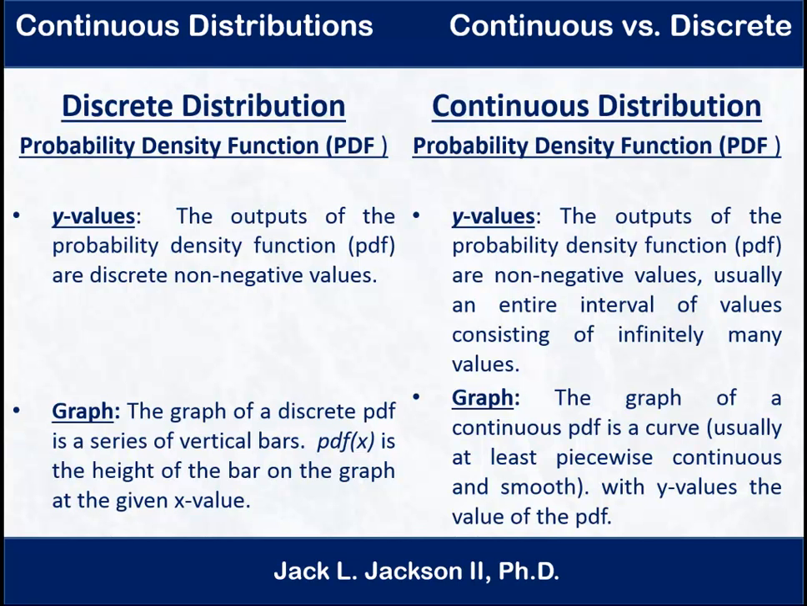The graph of a continuous PDF is some kind of a curve. It's usually at least piecewise continuous and smooth. It may have breaks in it, but basically it's pretty much, at least on the pieces, some kind of continuous curve. And the y values on that curve are, of course, the y values of the PDF.